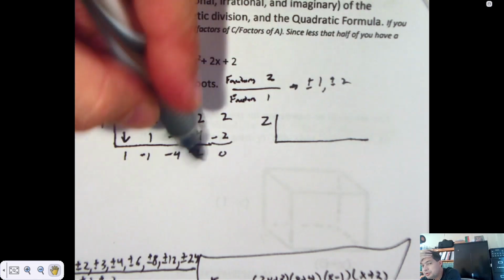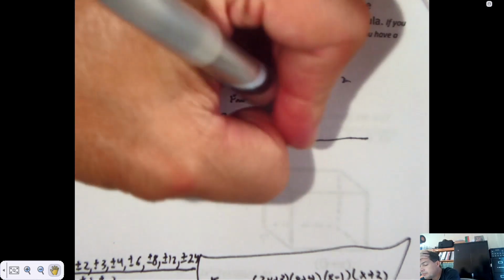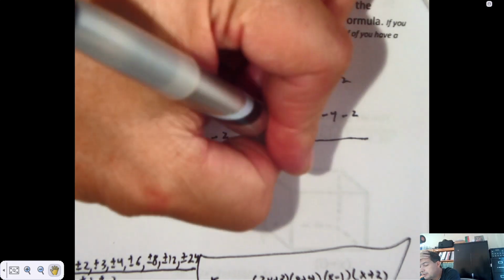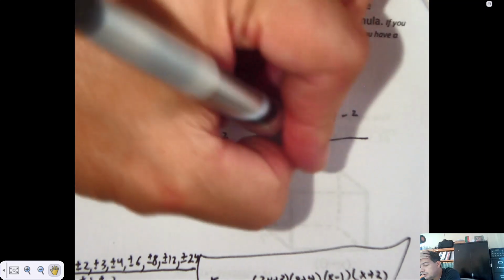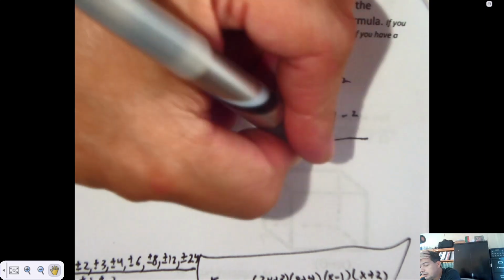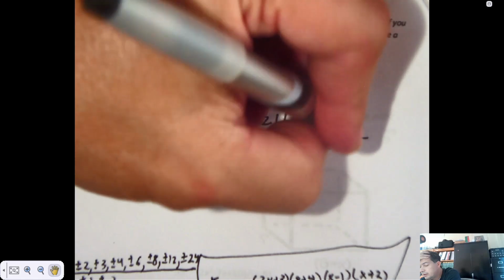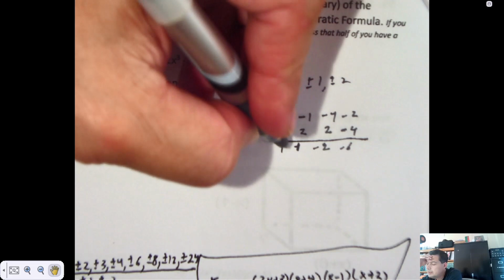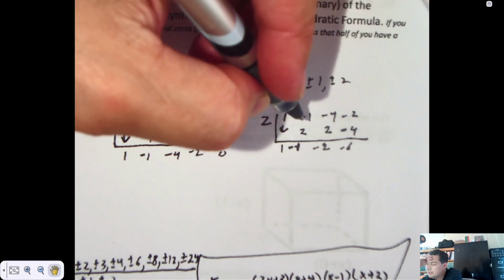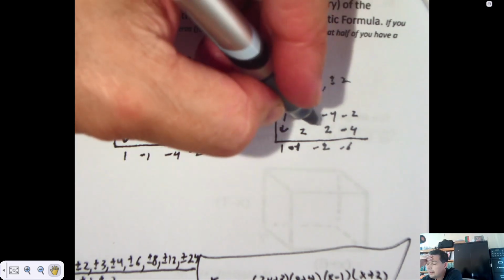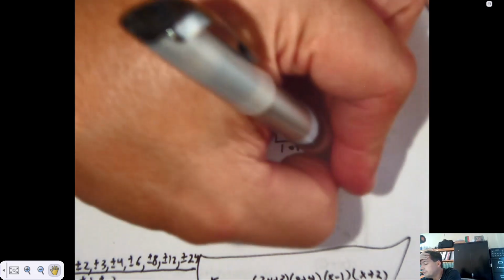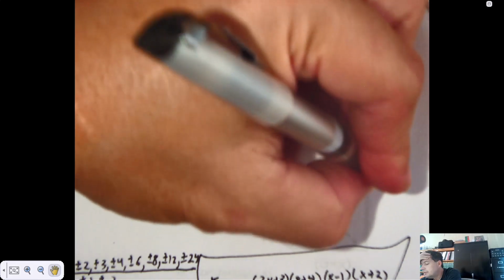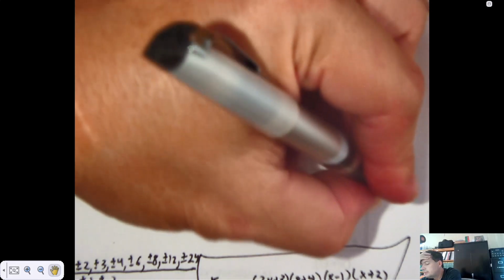I'm going to use this reduced polynomial. I drop, I multiply, and I add, I multiply, and I add, I multiply, and I add. I got -6. So what I just learned is that this is not a factor. The remainder is not 0, so not a factor.